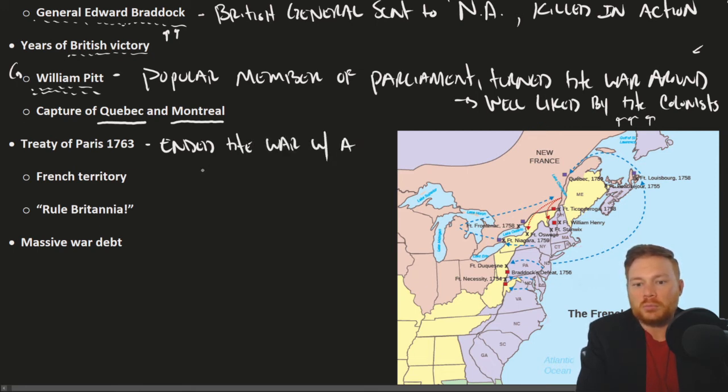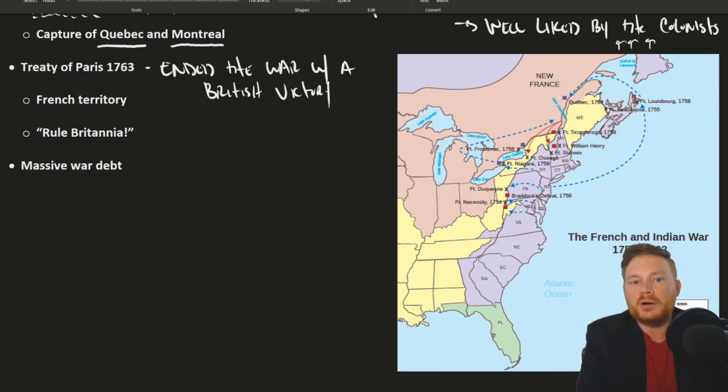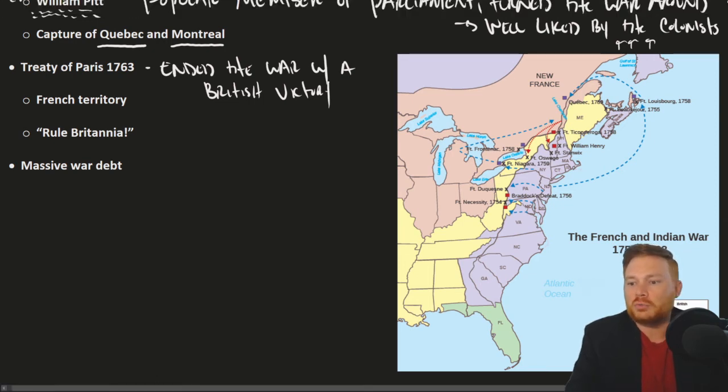with a British victory. Right, ended the war with a British victory. We have a map here. We can kind of see a little bit of where this conflict is taking place. The red representing the French, the purple representing the British, and then everything in the yellow kind of being the disputed territory where the French and British forces overlapped with one another.